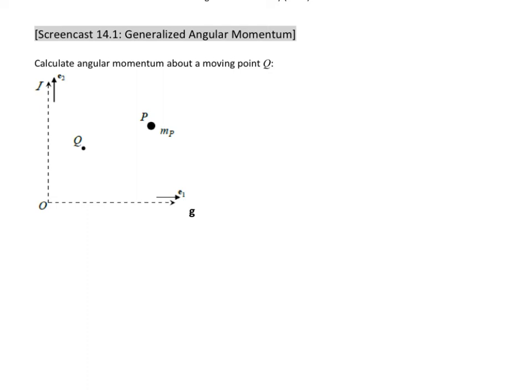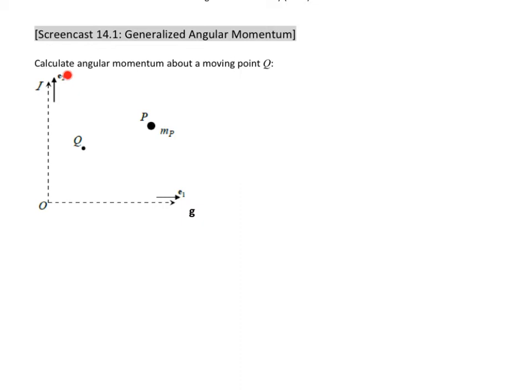Hey folks, in this screencast we're going to expand on what we've already developed with angular momentum and create a more generalized form of this expression. Instead of being restricted to calculating the angular momentum of point P about an inertially fixed point like point O, shown here in this inertial reference frame, we're now going to relax the constraint of the point that we're calculating our momentum about, so we can use point Q. And point Q can be fixed in an inertial reference frame or it can be moving.